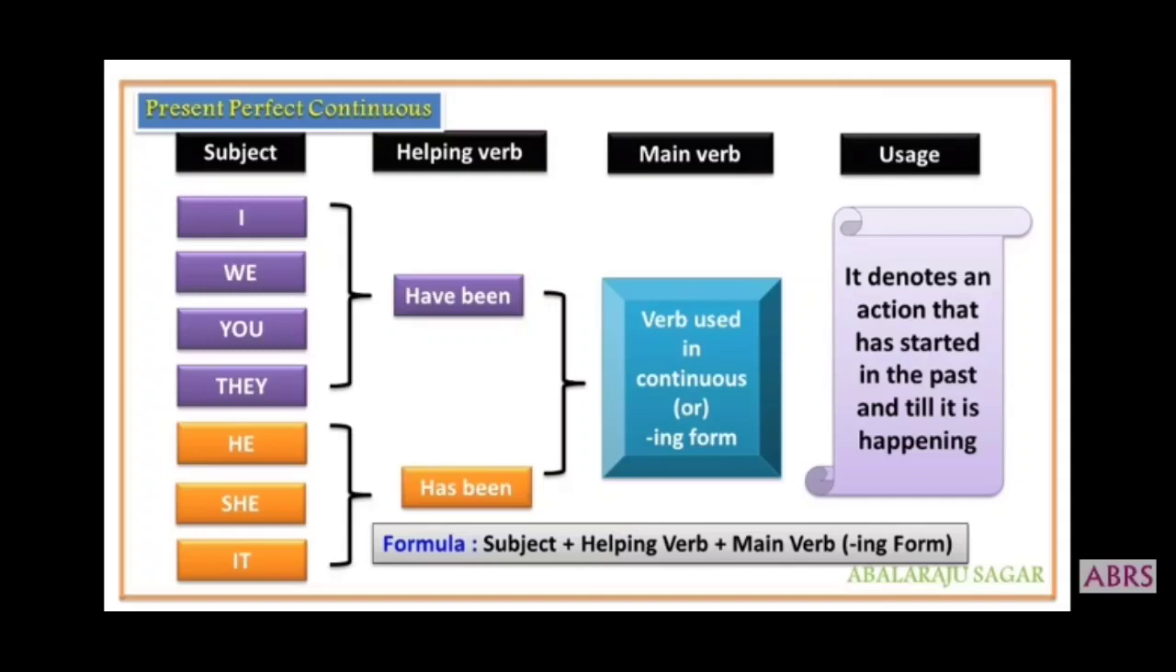Next is present perfect continuous tense. For this, if the subjects are I, we, you and they, then we add have been, okay, and then verb plus ing. And if the subjects are he, she or it, then we add has been and then verb plus ing. Okay, formula is subject plus has been or have been and then the ing form of the verb. It denotes an action that has started in the past until now it is happening.